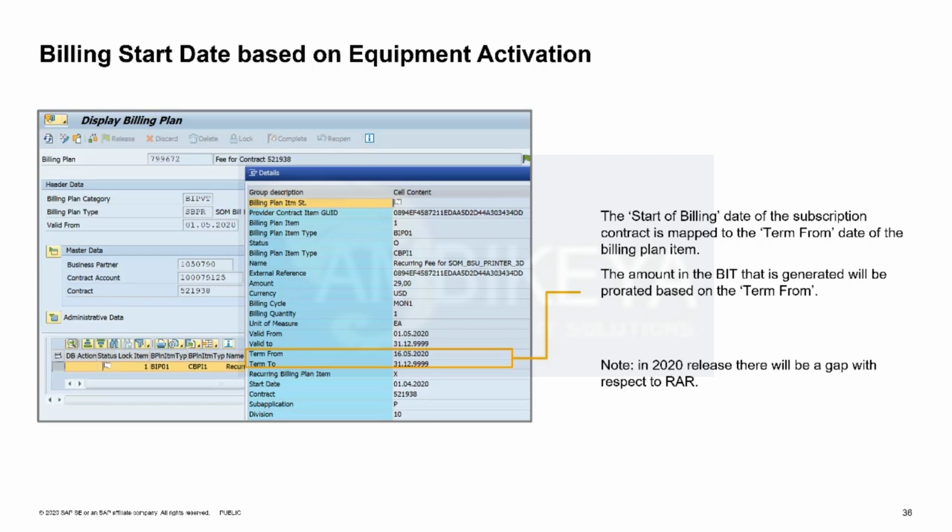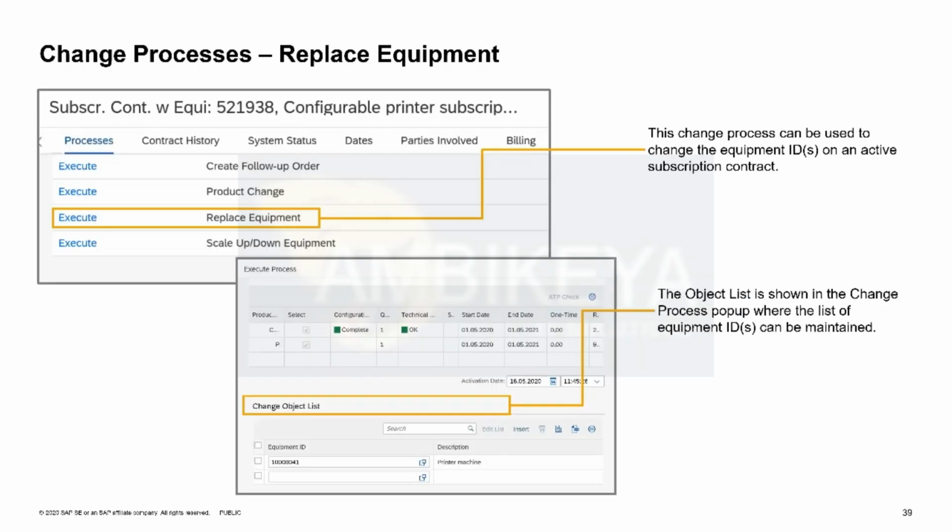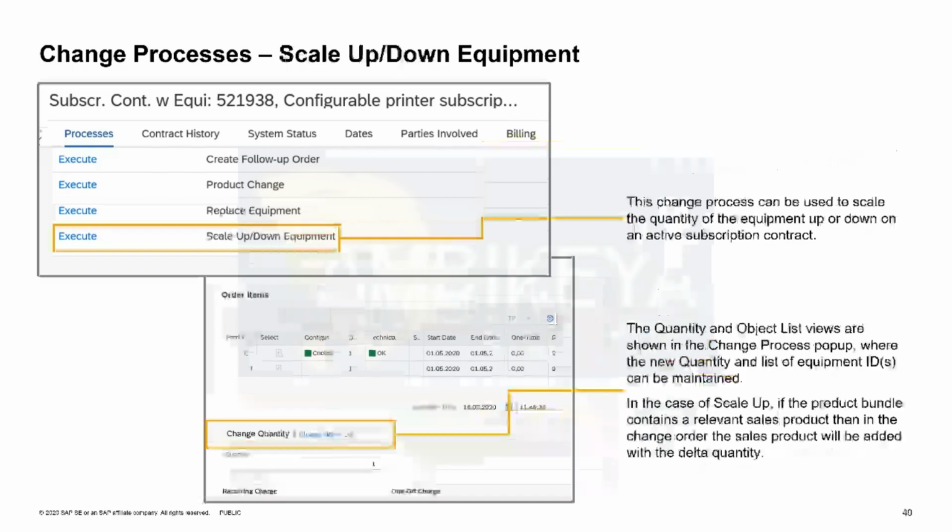So let's assume now one of your equipment breaks. It has to be replaced. So we have offered a change process where we can remove one equipment number and replace it by another one. Or let's see a scale up, scale down scenario. So your customer starts with 5 printers and wants to have another 5 on the same contract. Then we can change the quantity.